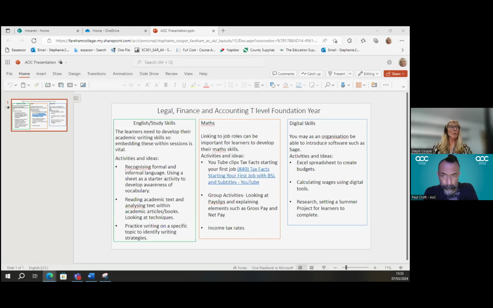So it might be, as I say, an article or a book. We'll get them to read it, have a look at the type of text that's used within it, draw things out of it that we can then use for discussion topics.